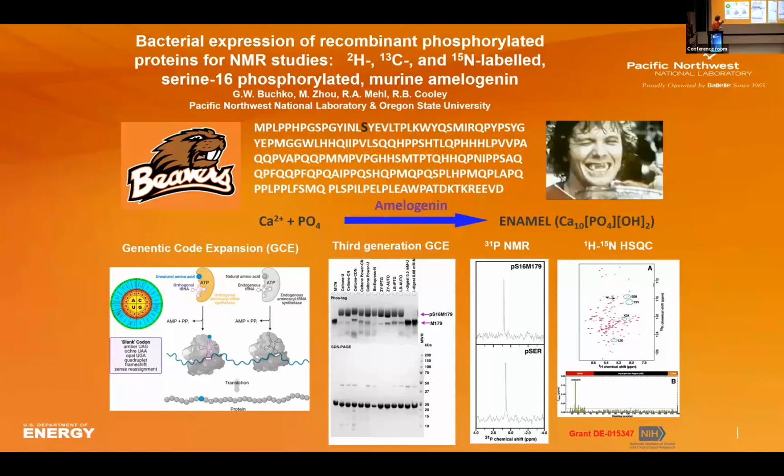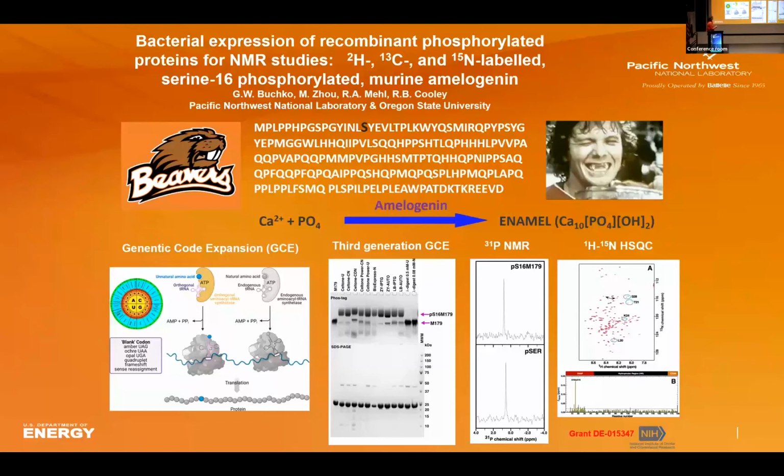Very recently, Mel and company were successful by doing a lot of genetic modifications to the host that's expressing these proteins. In the third generation of this protocol, we're finally having success. So what they've done is take the genetic sequence for amelogenin.